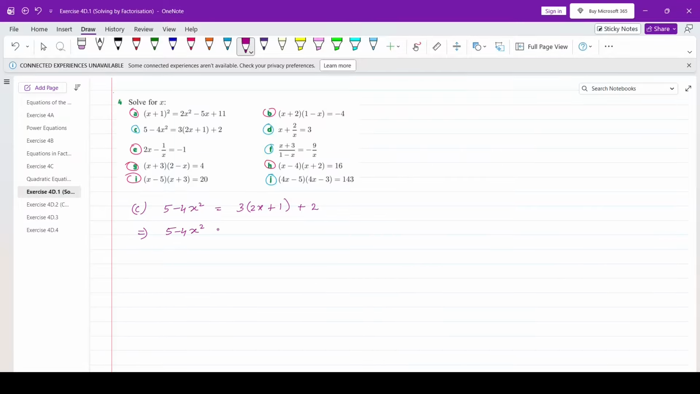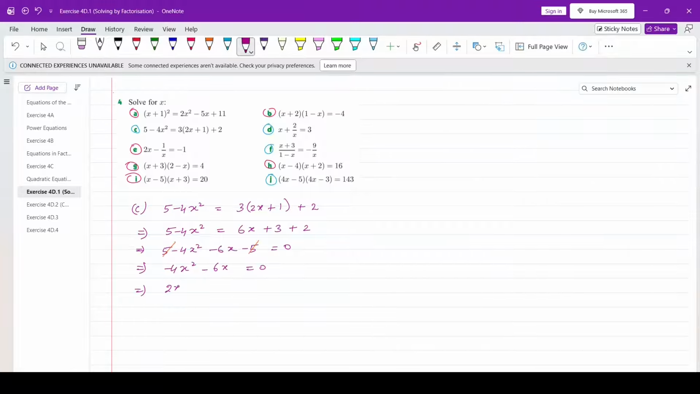5 minus 4x square is equal to 6x plus 3 plus 2. Now this 3 plus 2 is 5, and taking that 5 onto the left hand side, we get 5 from here minus 4x square minus 6x minus 5 is equal to 0. Now this 5 cancels this 5 and becomes 0. And we are left with negative 4x square minus 6x is equal to 0.